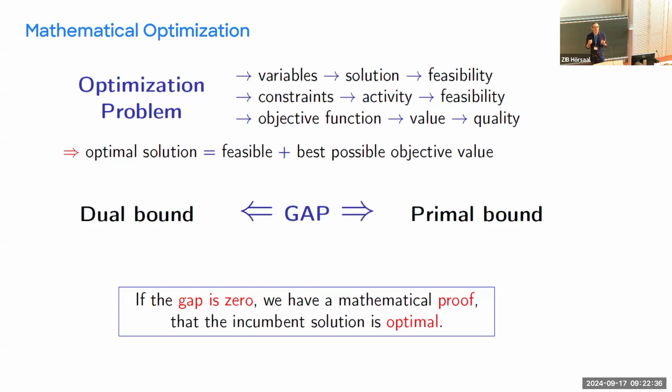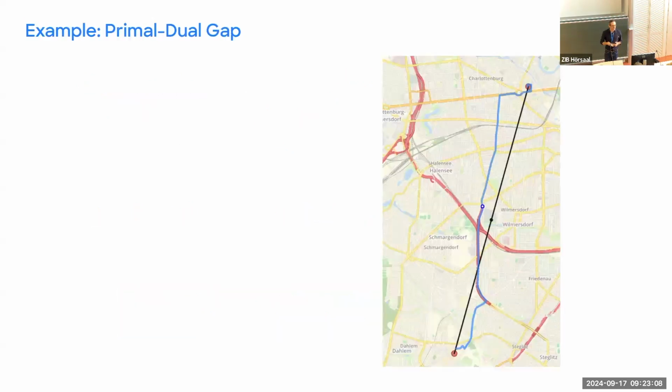But sometimes it's not easy to directly compute the optimal solution, right? And so we have a very important concept in mathematical optimization, which is the concept of a gap between a dual and a primal bound. The primal bound is the objective value of the best feasible solution you have found so far. And the dual bound is something that proves you it can't get better, right? In between is the gap. And ideally the gap is zero, so that you have a proof that your primal solution is optimal. Let's look at this in a small toy example.